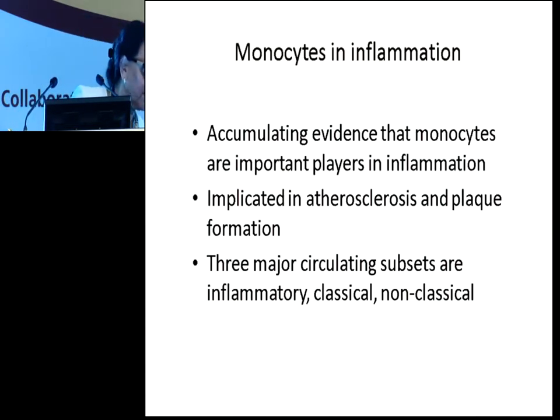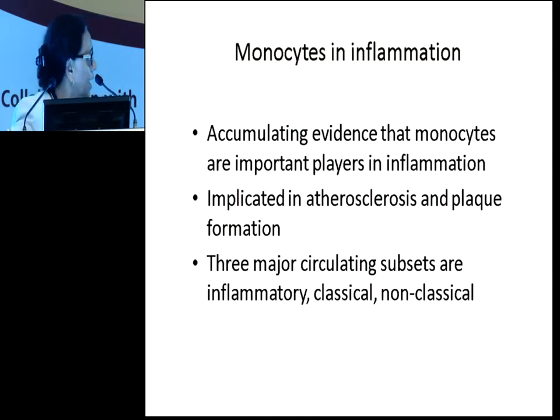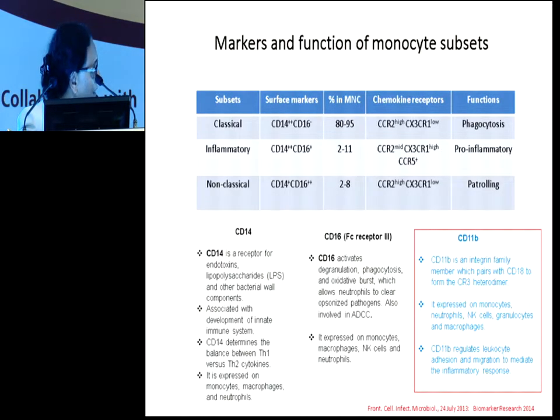And finally, we come to monocytes. We know that there is evidence that monocytes are important players in inflammation. They're implicated in atherosclerosis and plaque formation. There are three major circulating subsets of monocytes: inflammatory, classical, and non-classical. These monocytes can be distinguished by markers on the cell surface, mainly CD14 and CD16, again by flow cytometry. And their functions are quite different. Classical, which constitute the maximum numbers, are important for phagocytosis. Inflammatory are, as their name implies, pro-inflammatory, and non-classical are patrolling.